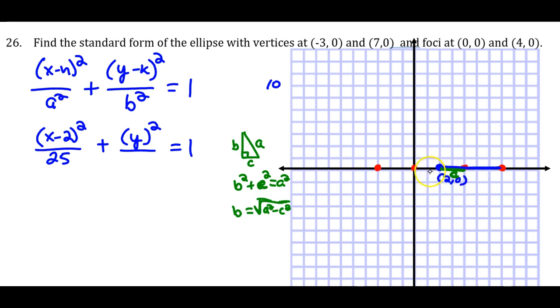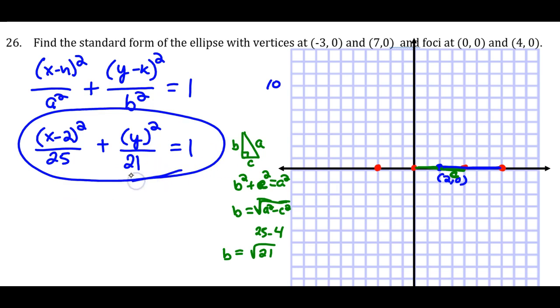And so I know that c squared right here is going to be 4, and a squared is going to be 25. So I get the square root of 21 is equal to b. So b squared here is going to be 21. And that's all this question is asking for, just what the standard form is.